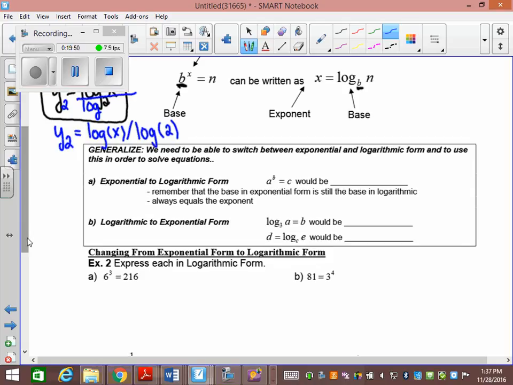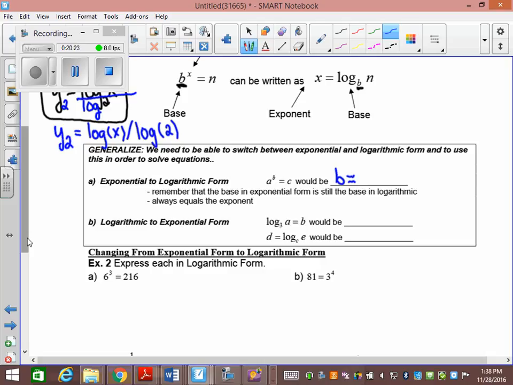So generalize. We need to be able to switch between exponentials and logs and to use this in order to solve equations, okay? So exponential to log form. Remember that the base in the exponential form is still the base in the log. Always equals the exponent. So we have A to the B equals C. That's going to be B because it always equals the exponent. And why would it equal the exponent? Well, we want it to equal the exponent because that's the value we don't know. If we can get the value we don't know equals something, well, we just type that something in our calculator and we have an answer, correct? So that's why we always want it to equal the exponent.